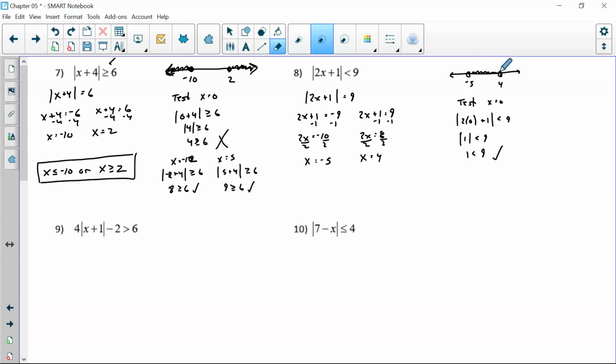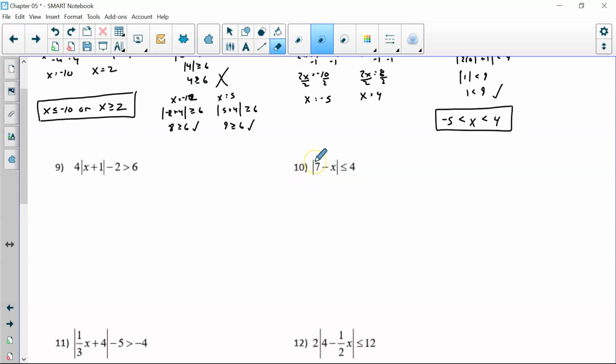This is an AND inequality. So x is in between -5 on the left, +4 on the right, and we put our less than or equal to's in. We just put a less than because it's an open dot. And there is our solutions. Those are all the values that make that inequality true.